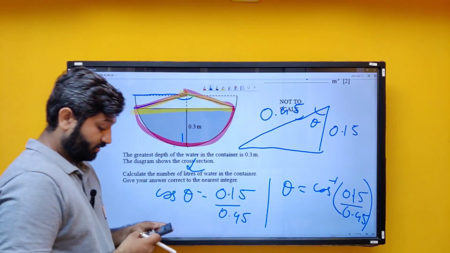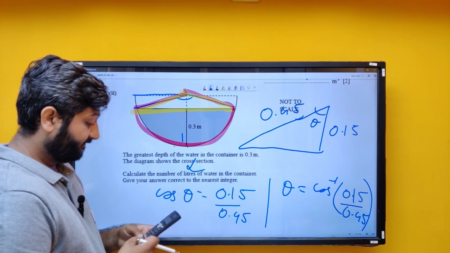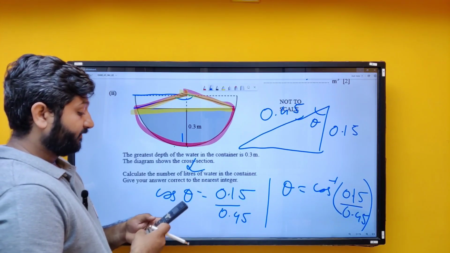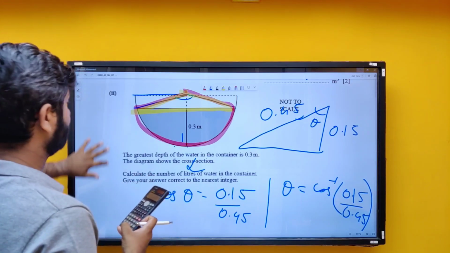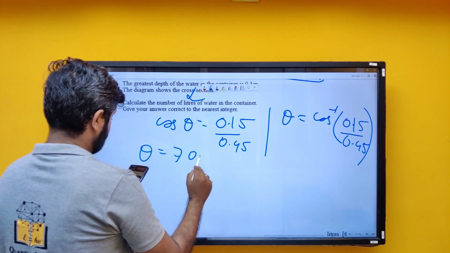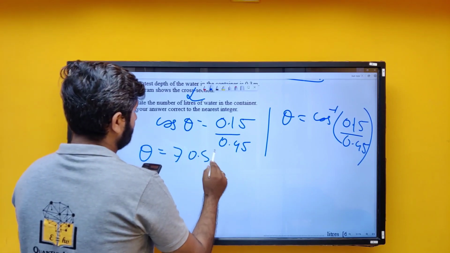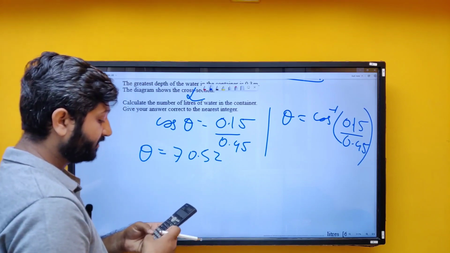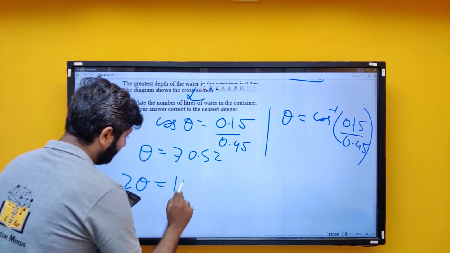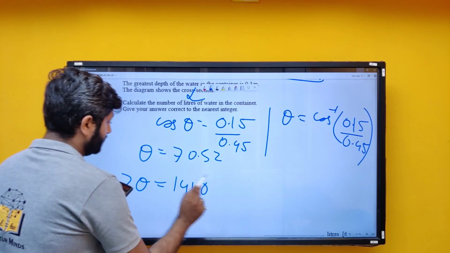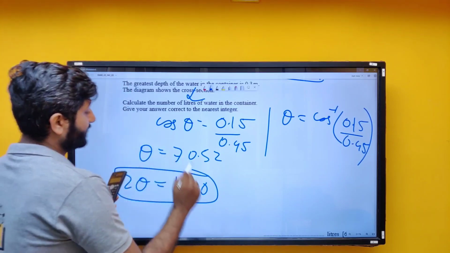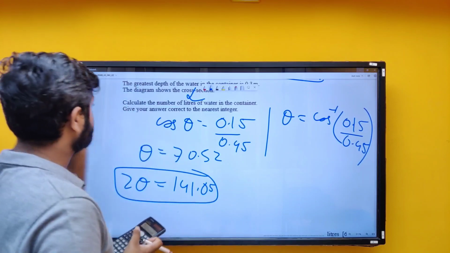Cos inverse 0.15 by 0.45 is 70.52. So my theta is 70.52, but I'll have to use double of that. So I'll use 2 theta, which is 141.0, or I'll simply use it as 141.05. Let's use this as our angle.